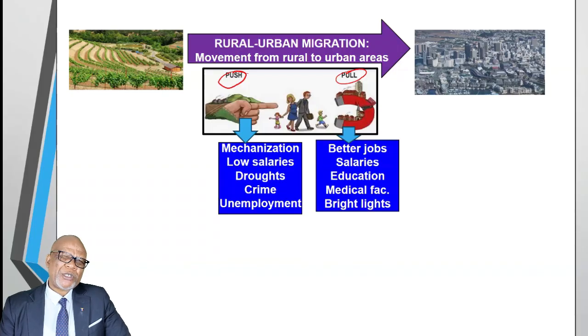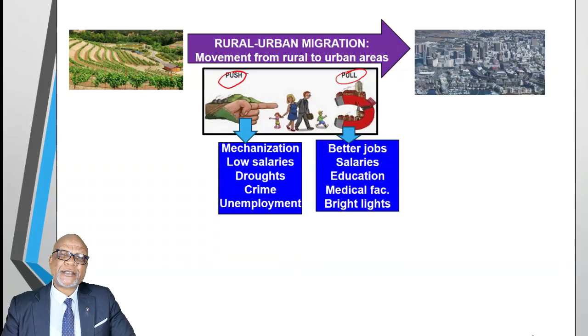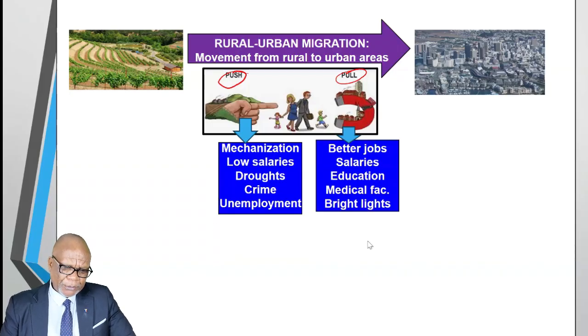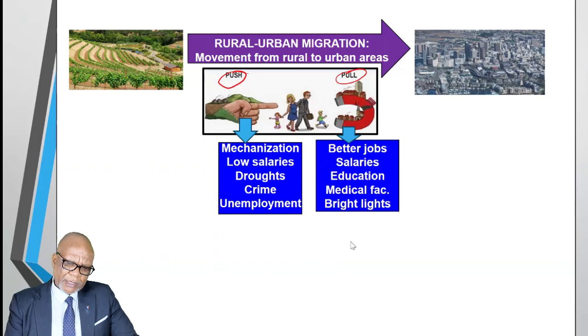Push factor. It is so heartbreaking when you see that a learner in grade 12 has failed a question on a pull factor or a push factor, which we think must be a given. All learners should get that. So push factors will be mechanization. Once farmers start to use a lot of machinery, it means they need fewer workers, and therefore people are going to have a lack of jobs, low salaries, droughts, crime, unemployment.